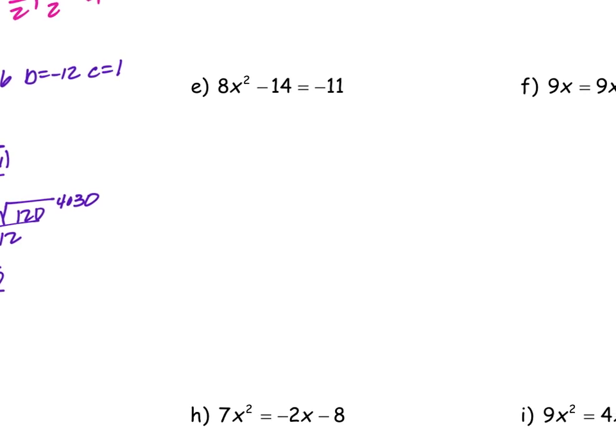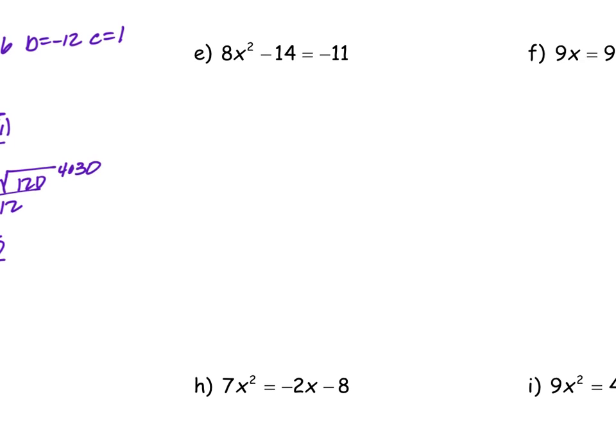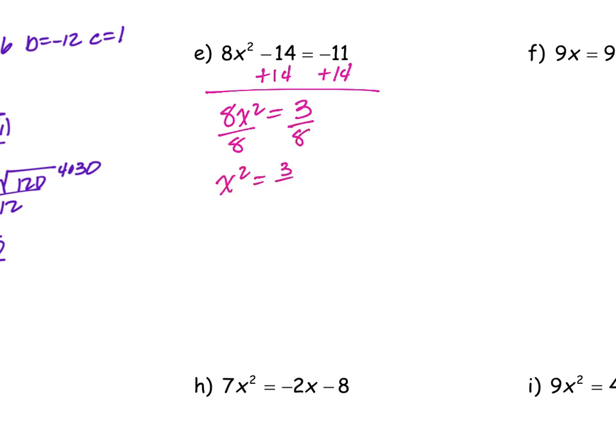Now this one is nice because it only has an x squared. There's no other x's. So what I can do is I can say, hey, let's add 14 to both sides. And I get 8x squared equals 3. Divide by 8, and x squared equals 3/8. Square root it. And x is going to equal plus or minus the square root of 3/8. You can simplify that. You probably should, but I'm in the camp that you don't need to rationalize the denominator, so I'm just pretty much going to keep it there.